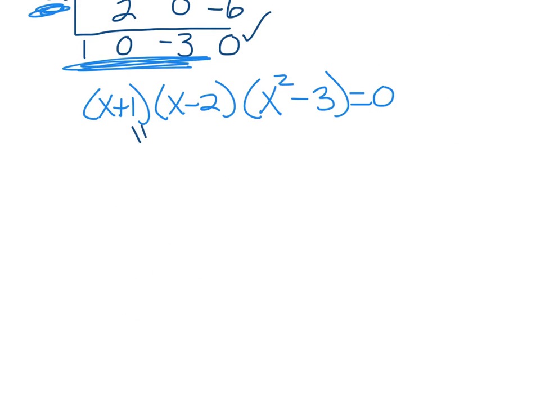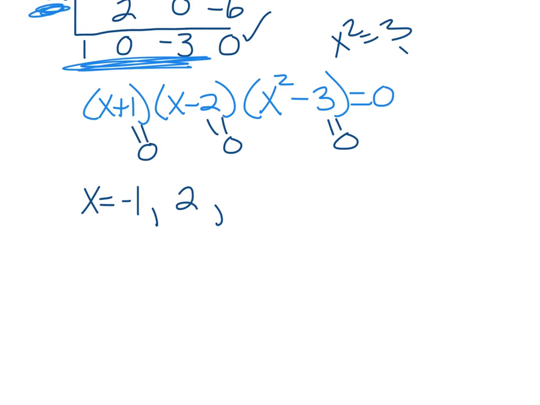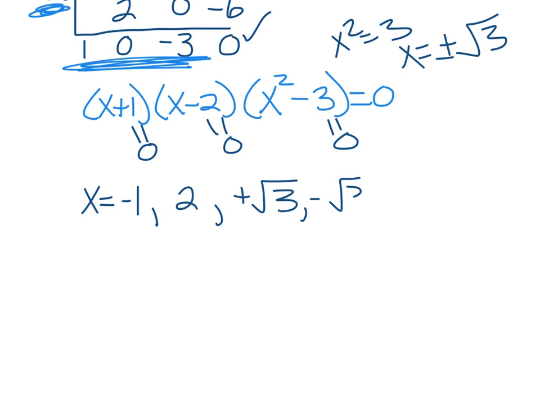So now if I set that equal to 0, and that equal to 0, and that equal to 0, I get x equals negative 1, 2, and this one, that's going to be x squared equals 3, x equals, never forget your plus or minus, the square root of 3. So positive square root of 3 and negative square root of 3. You can write it as plus or minus, but I just did this so that you could see that there is 1, 2, 3, 4 of them.